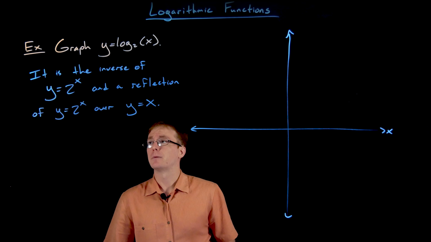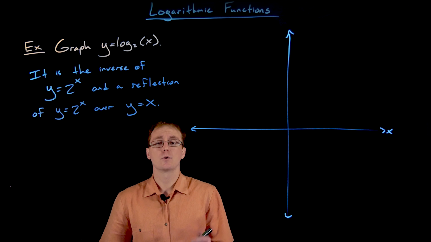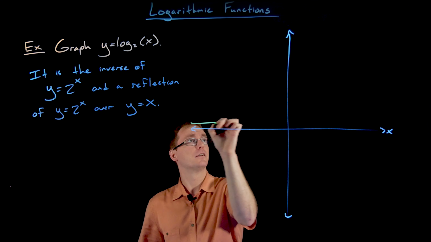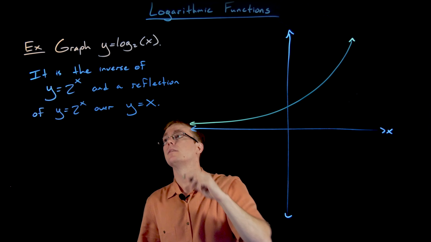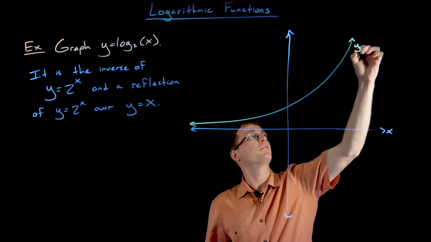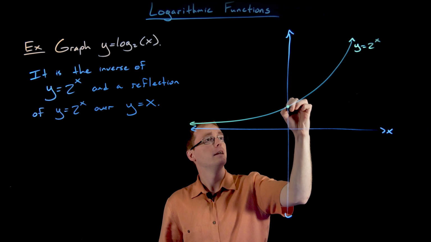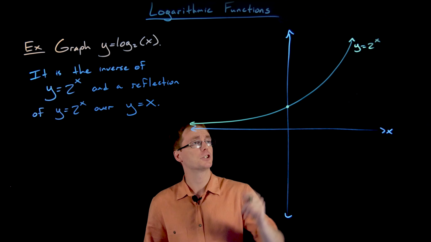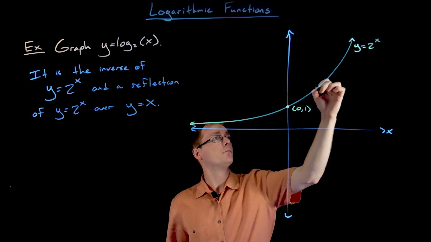All right, so now we just have to remember, what does the graph of y equals 2 to the x look like? Well, it's one of those increasing exponential functions, so its graph is going to look something like this. So in green, we have the graph of y equals 2 to the power of x. And remember, if we were to plug in x equals 0 to find the y-intercept of this function, we get the point (0, 1).